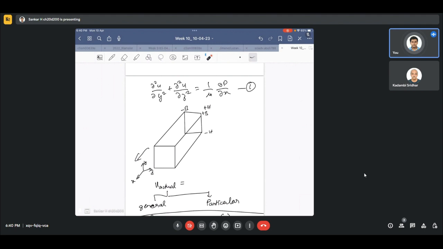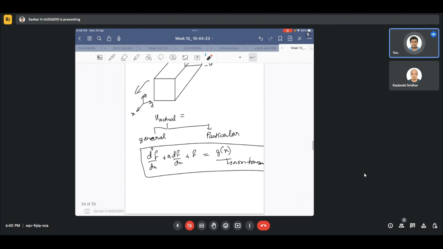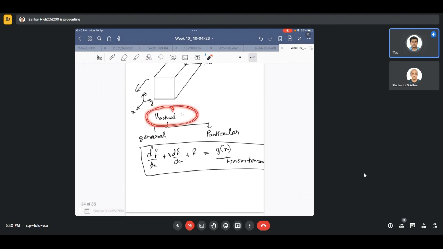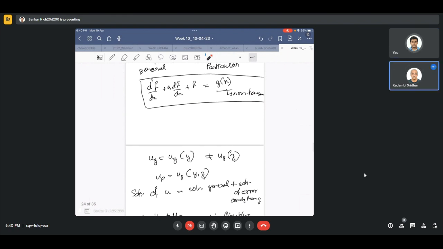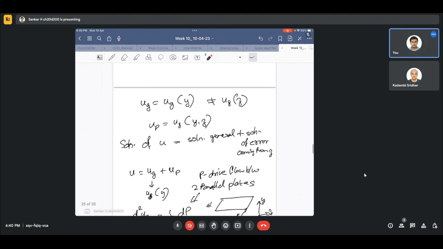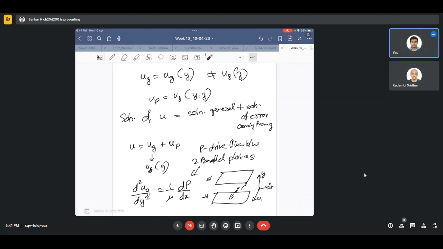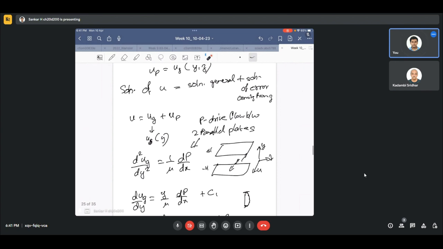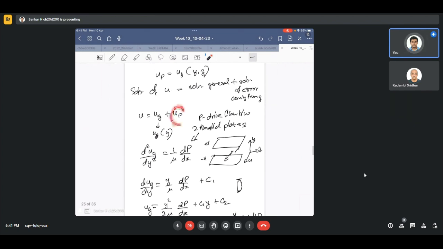And we started by splitting this actual velocity into a sum of a general plus a particular solution. We said that this particular solution is a pressure driven flow between two plates.